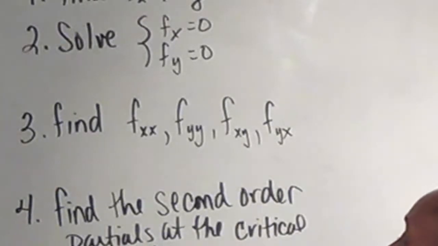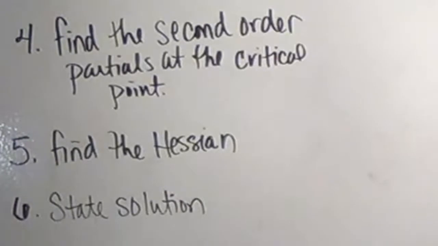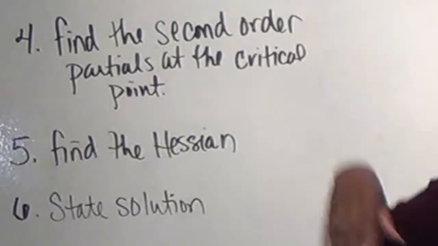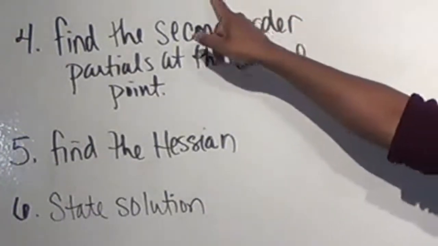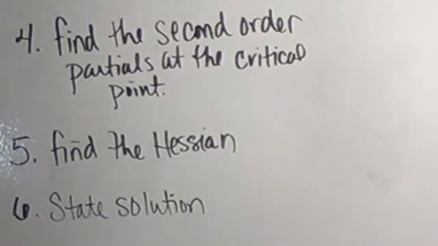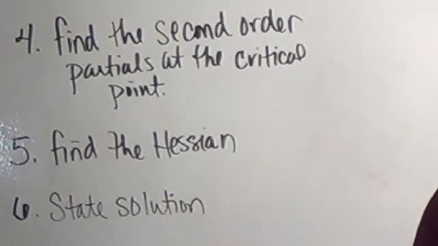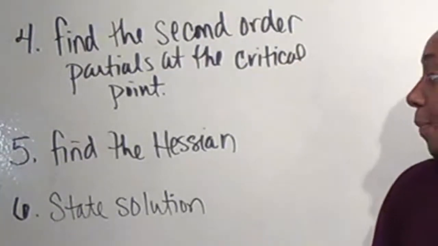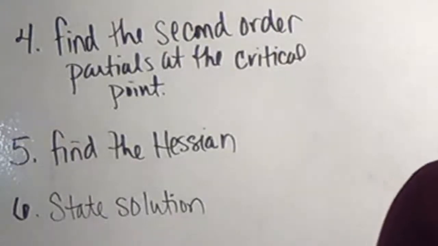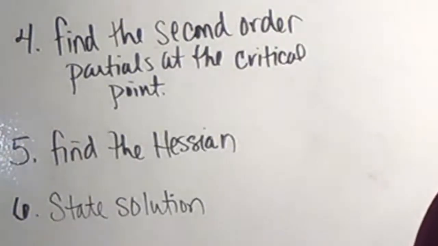Okay? Once I have those second order partials, I want to evaluate them at their critical point. So this critical point we found in 2, I'm going to plug it in to all of these partial derivatives and get those values. Then I want to find my Hessian. So I'm going to take that second order partial with respect to x, multiply it by the second order partial with respect to y, and then subtract the product of the mixed partials. Okay? And then I can state my solution. So once I have that Hessian for each critical point, then I can figure out what's going to happen, whether it's a max, a min, or a saddle, or if I need some more information.